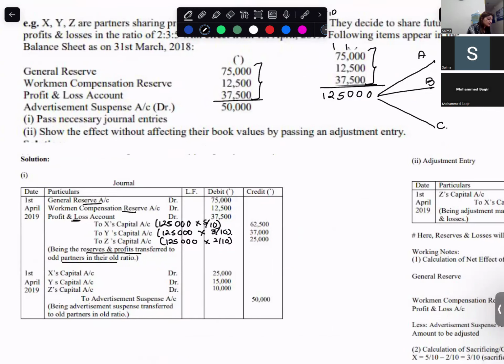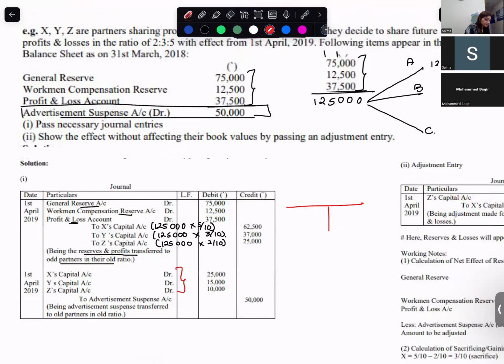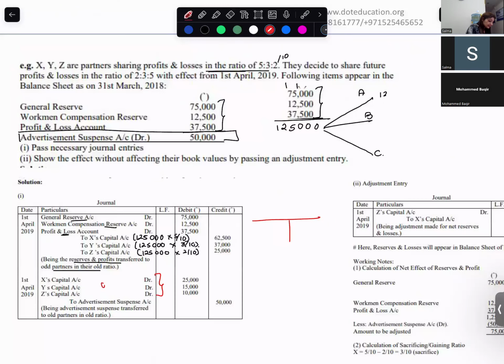Now this is the undistributed loss. What would be the entry for this? Partners capital account debited by undistributed loss. Very good. So the partners capital account is debited in which ratio? Old ratio. And the undistributed loss, that is the advertisement suspense, will be credited.